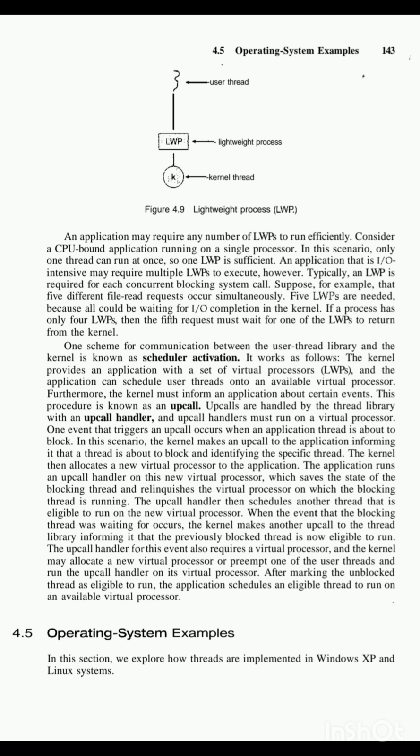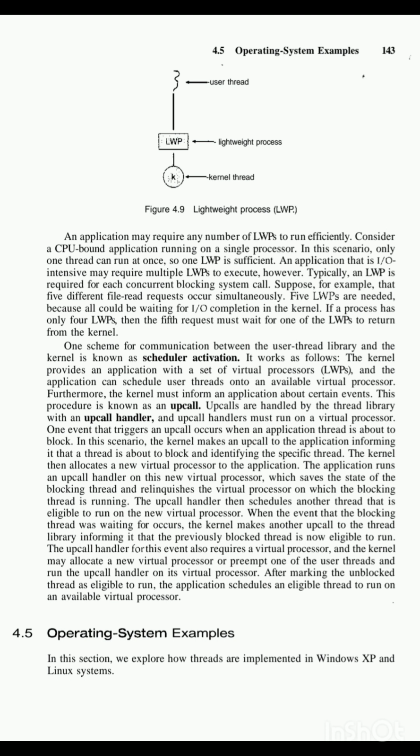Suppose, for example, that 5 different file read requests occur simultaneously. 5 LWPs are needed because all could be waiting for input-output completion in the kernel. If a process has only 4 LWPs, then the 5th request must wait for one of the LWPs to return from the kernel. One scheme for communication between the user thread library and the kernel is known as scheduler activation.